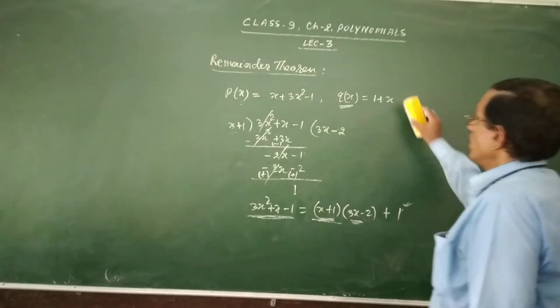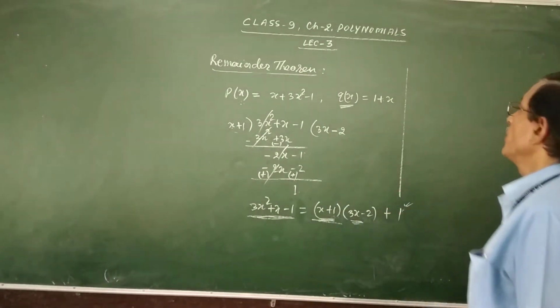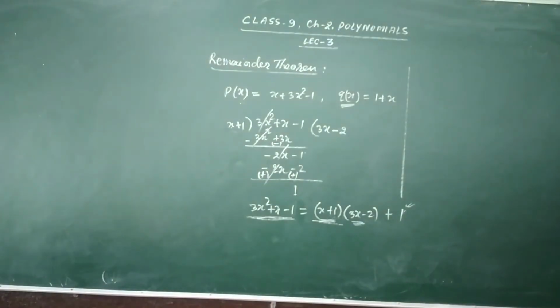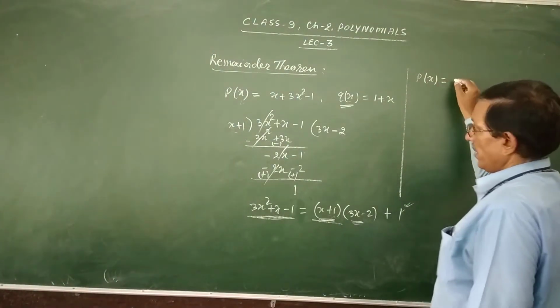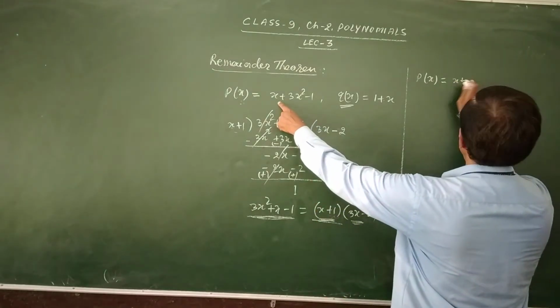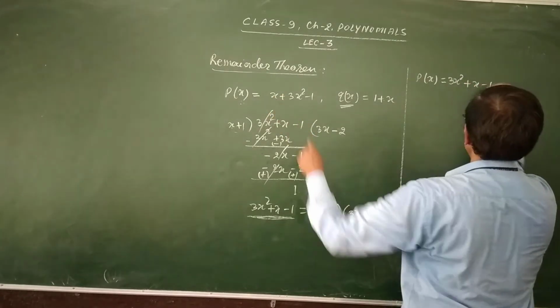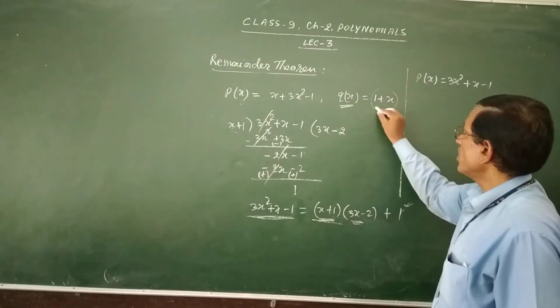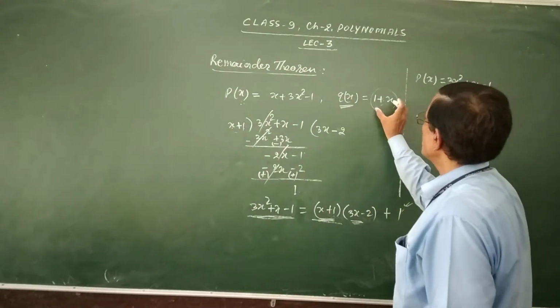Now you see one thing. Now px is this, let us write it in standard form: 3x square plus x minus 1. Now this is a polynomial. x plus 1 is a polynomial. What is the zero of this polynomial? I want to find the zero of this polynomial.